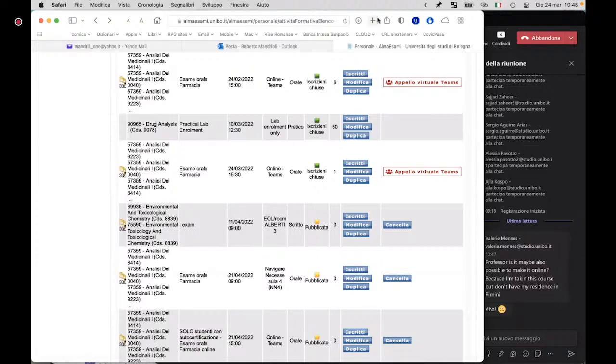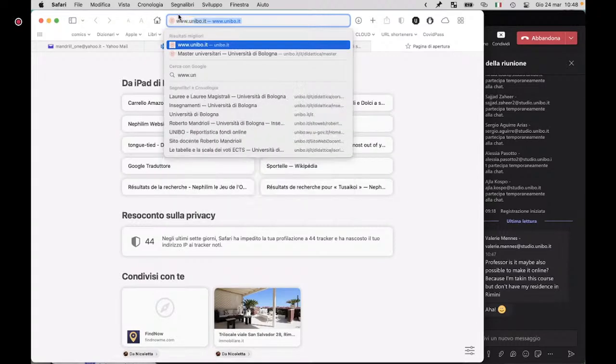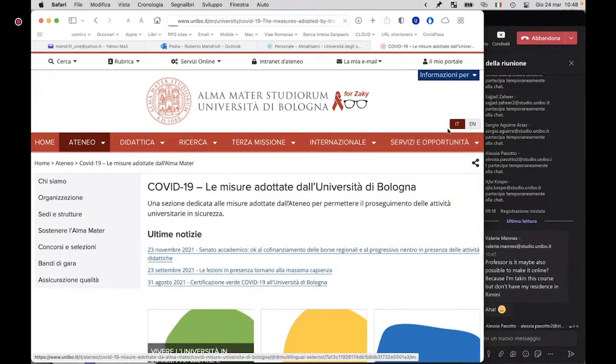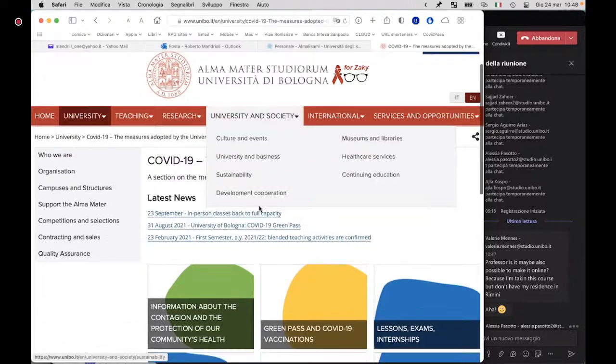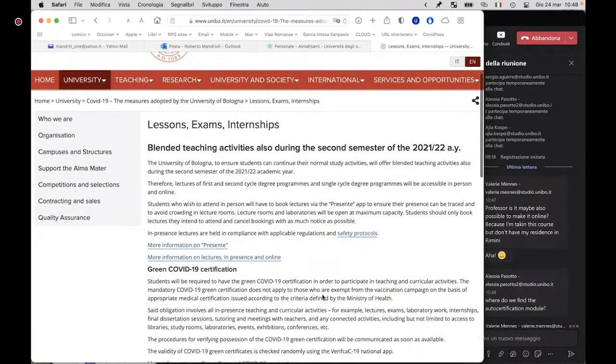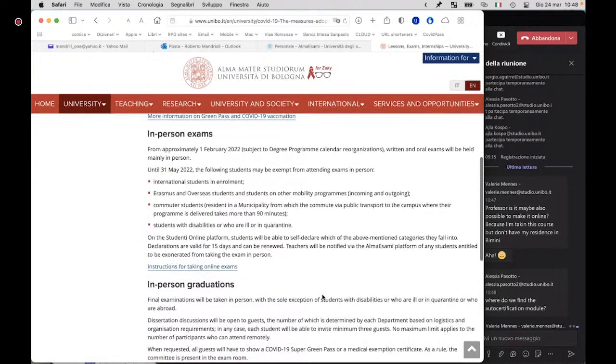Here, in English: lessons, exams, and internships. You can see here that until May 31st, 2022, the following students might be exempt from attending exams in person. International students in enrollment, so I don't think it's you. Erasmus and overseas students, and students on other mobility programs, incoming and outgoing.